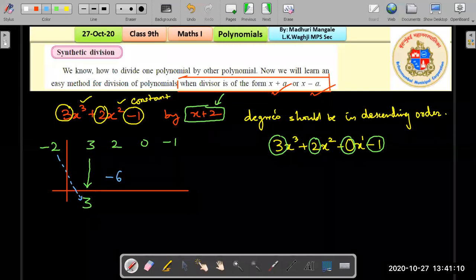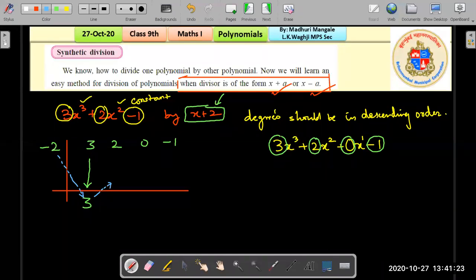Okay, so once again, what are we doing? We are simply multiplying. We are multiplying the divisor with whatever is there at the bottom, and then we write it over here. Okay, so negative 2 times 3, that is negative 6.